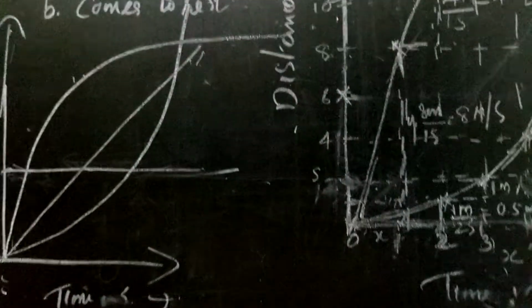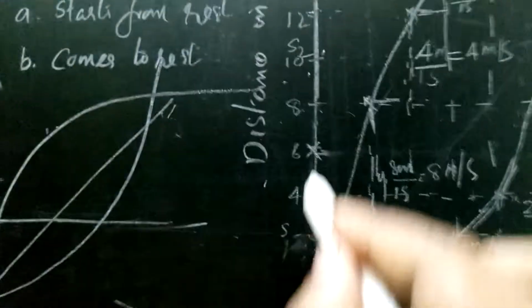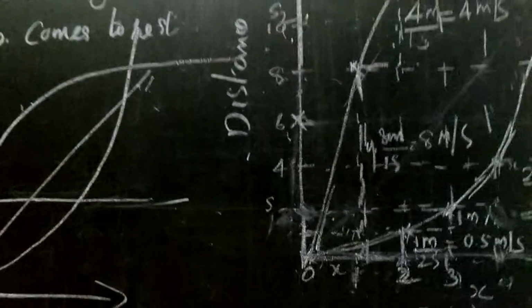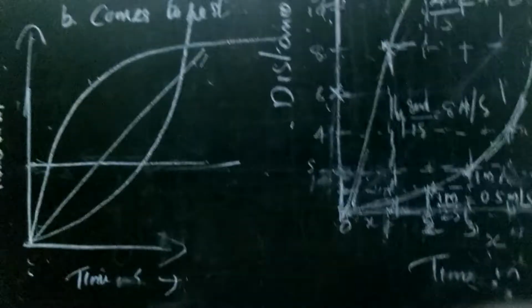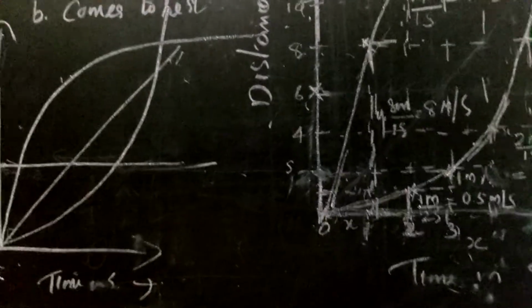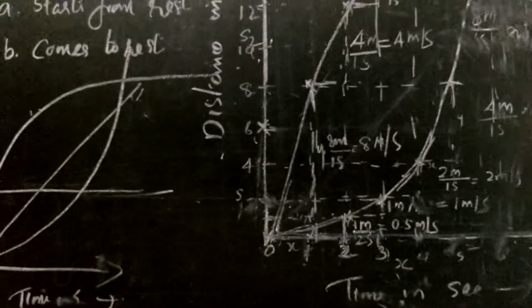So when they ask you to just draw the graph, you need not mention values like 1, 2, 3 or 2, 4, 6. Don't mention any values. Without values, by mentioning distance in meter and time in second, you can just draw the graph. Is it clear? So these are the 4 distance time graphs.